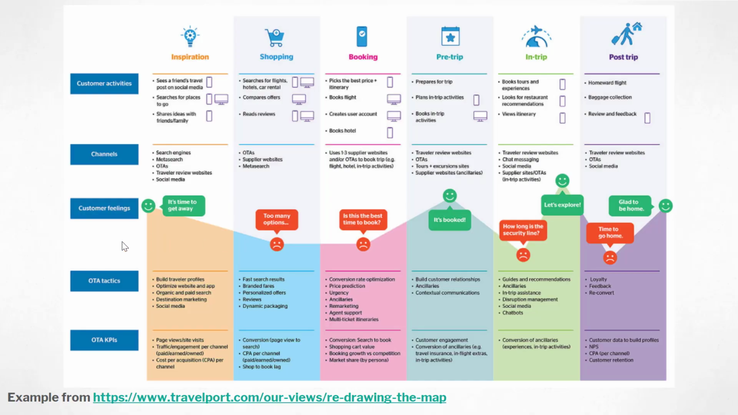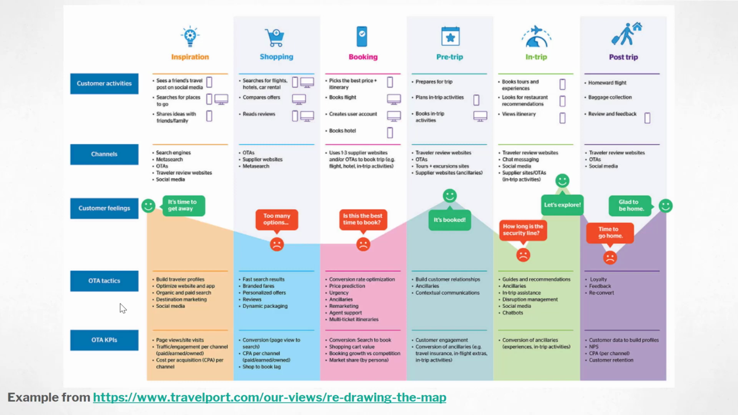In the next row, we will look at the customer's feelings. How is he feeling at each phase of the journey? So even in a travel journey, there are some sections where he's extremely happy, but others where he's feeling some frustration, such as at the shopping section. He may be feeling that there's too many options, it is difficult for him to compare, and so on.